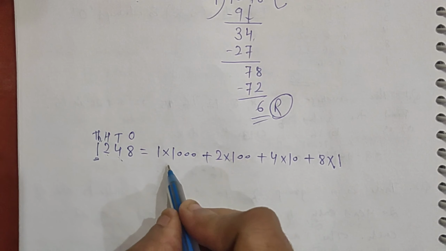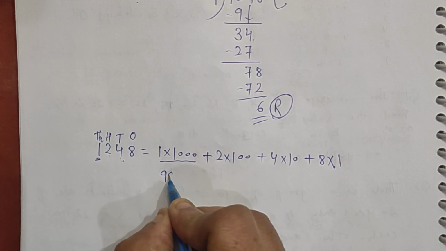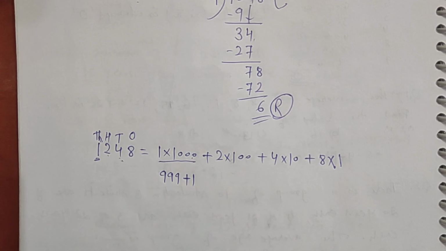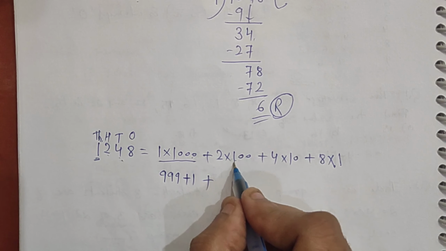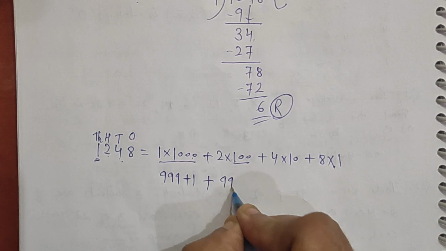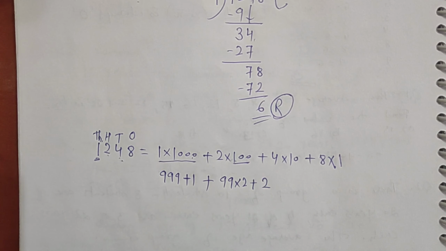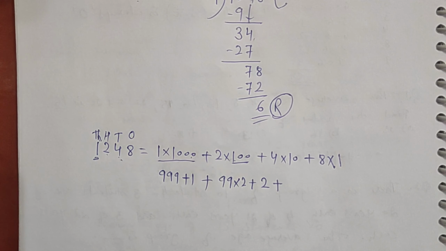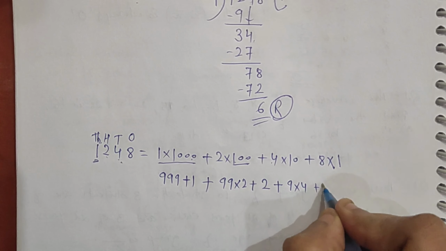Now look here, you can write it as 999 plus 1, isn't it? It can be written, yes. Plus 100 can be written as 99 into 2 plus 2. Right? Then 40 can be written as 9 into 4 plus 4. And this is 8.